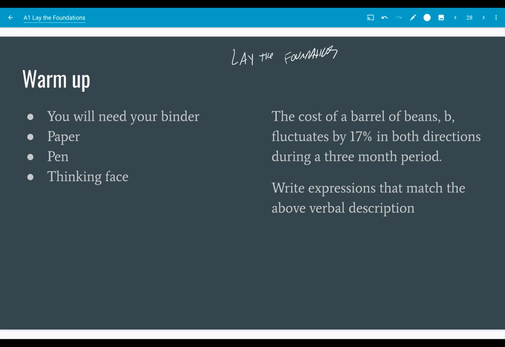To help you understand what this warm-up is looking for, write the expression. An expression is just something that doesn't have an equal sign. 2x plus 4 is an expression. So you're trying to write a mathematical expression that matches the above verbal description. This is a series of words, and you're trying to make it into a set of numbers and letters. Pause the video here, give that a shot, and then when you're ready, go ahead and continue.